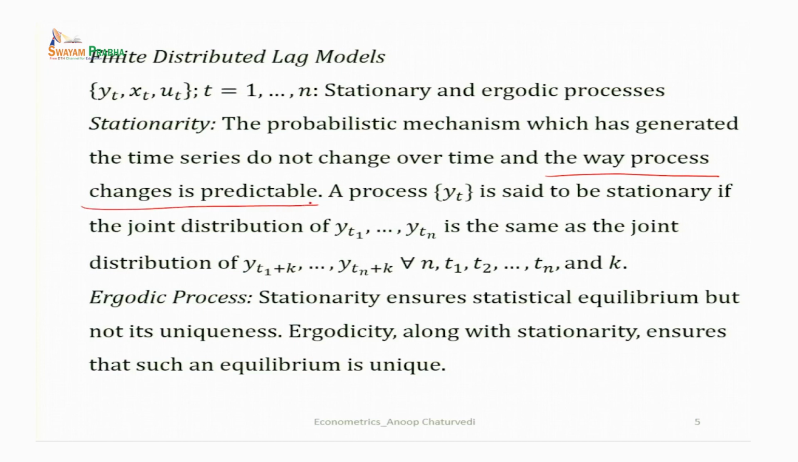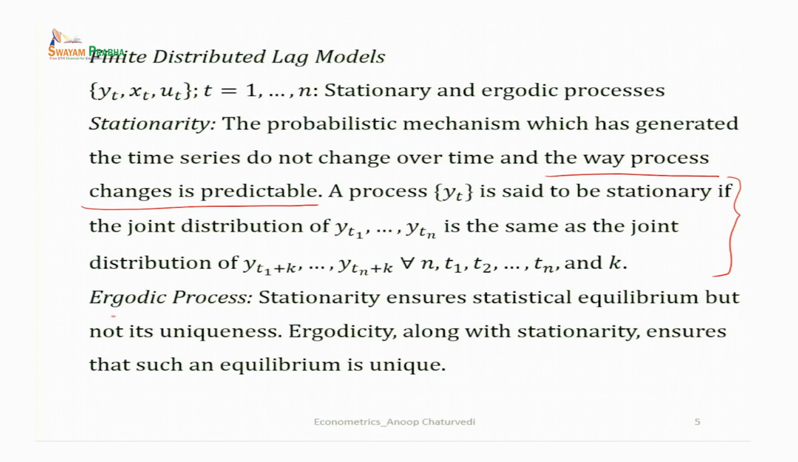You can predict the process, and then we define stationarity as follows: a process y t is said to be stationary if the joint distribution of y t 1, y t 2, so on y t n is the same as the joint distribution of y t 1 plus k, y t 2 plus k, so on y t n plus k for all n, t 1, t 2, t n and k. So, this is the definition of stationarity. So, we assume that y t's, x t's and u t's are stationary.